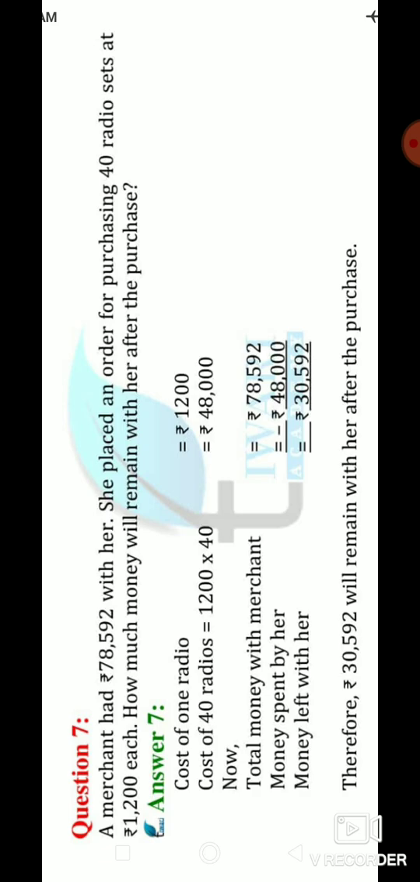So subtract here, in the ones place 2 minus 0 is there. 2 minus 0 is equal to how much? 2 minus 0 is equal to 2. So write 2 in the ones place. Then in the tens place 9 minus 0. 9 minus 0 is equal to how much? 9 minus 0 is equal to 9. So write 9 in the tens place. In the hundreds place 5 minus 0 is there. So 5 minus 0 is equal to how much? 5 minus 0 is equal to 5. So write 5 in the hundreds place.